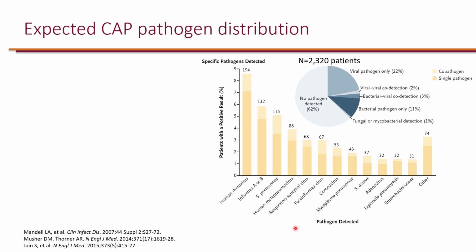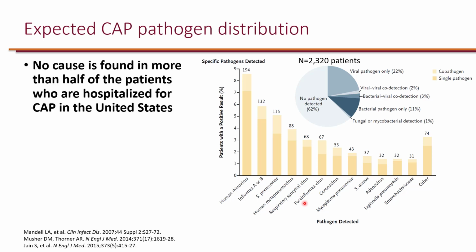Now, let's take a look at the CDC EPIC study that was published in 2015, and it was a population-based surveillance study for community-acquired pneumonia requiring hospitalization among adults 18 years of age or older in 5 hospitals in Chicago and Nashville. Now, this study looked at 2,320 patients, and what they were trying to do is to identify common causes of community-acquired pneumonia requiring hospitalization. Now, as you can see, in general, no cause is found in more than half of the patients who are hospitalized for CAP in the United States.